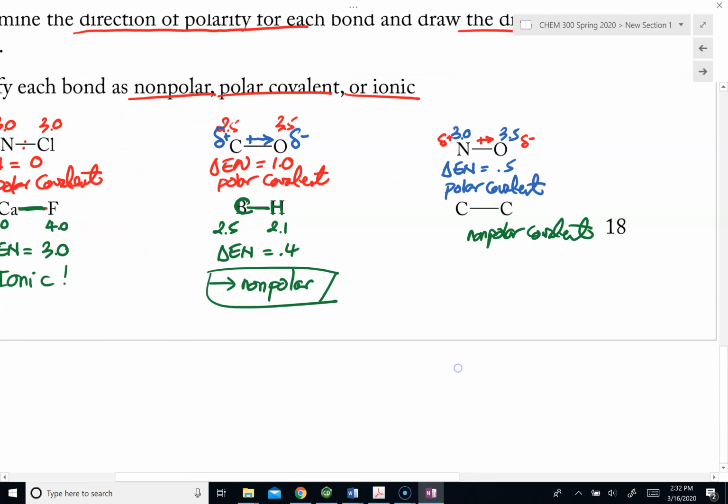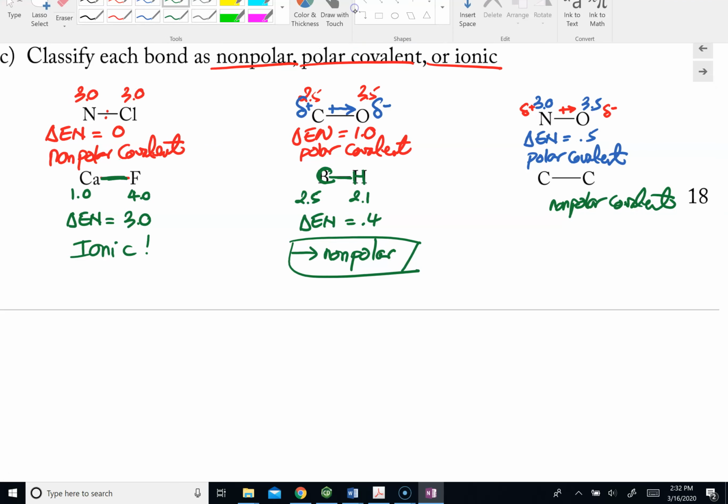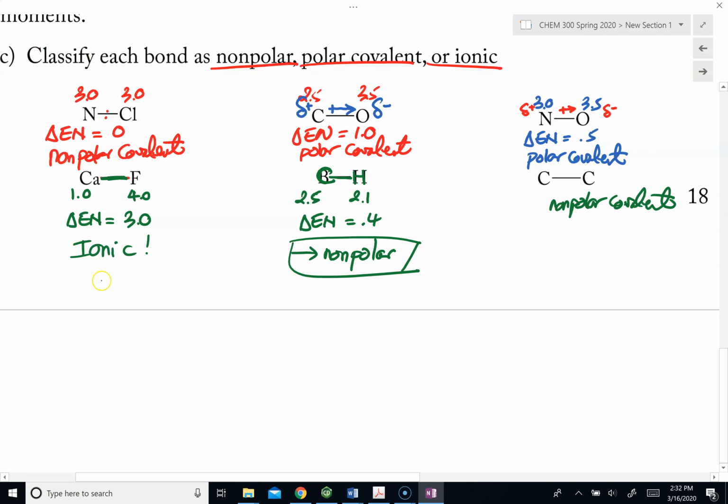And if we were to now rank them in terms of polarity, then we would see that this bond right here would be the most polar covalent bond. It is so polar covalent to the point that it will be ionic. But we can call this very, very polar covalent. And the next one will then be this bond right here.